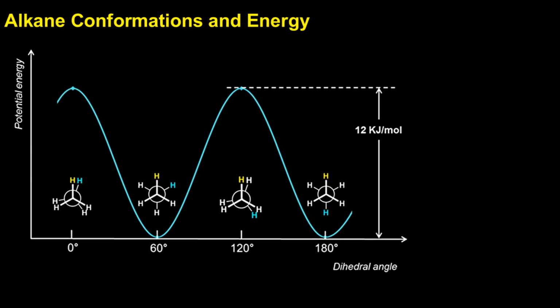This trend makes it super clear. Staggered conformations are always lower in energy, while eclipsed conformations are higher because of torsional strain. And that's exactly why ethane naturally prefers the staggered conformation.